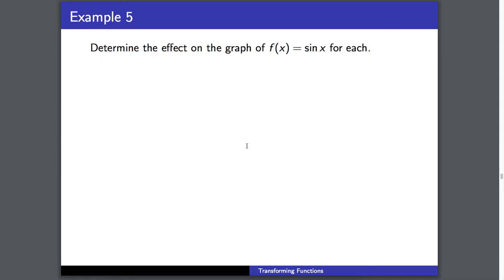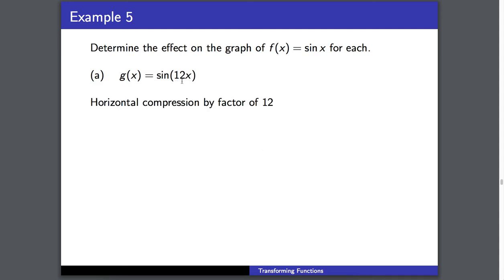All right, example 5: determine the graph of f of x equals sine of x. For each, we have sine of 12x. Well, 12 is bigger than 1, so it's going to be a horizontal compression by a factor of 12.